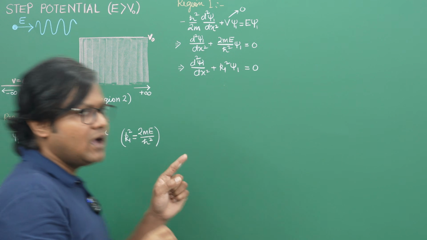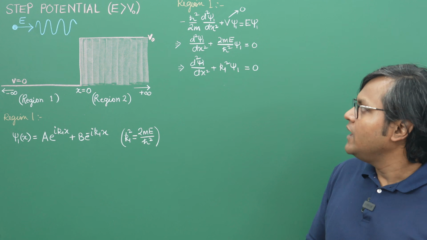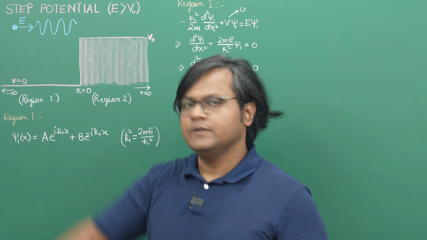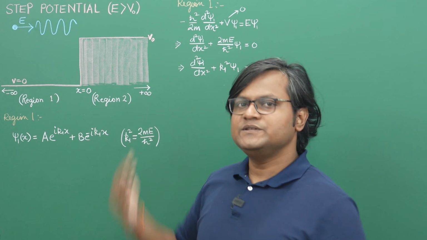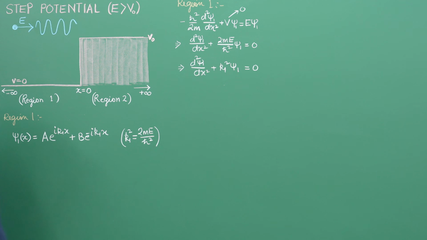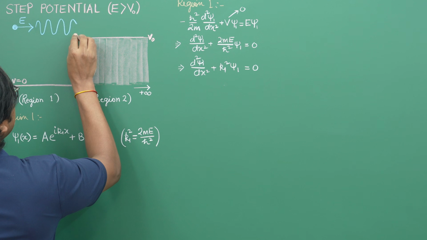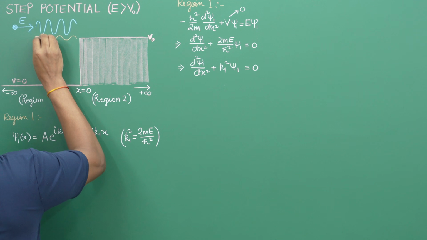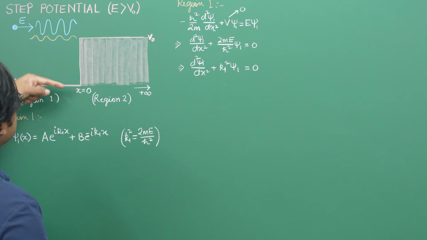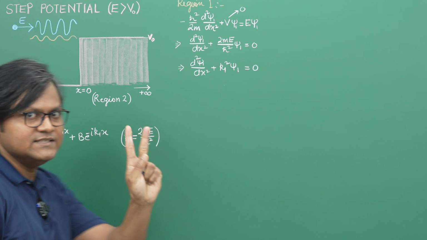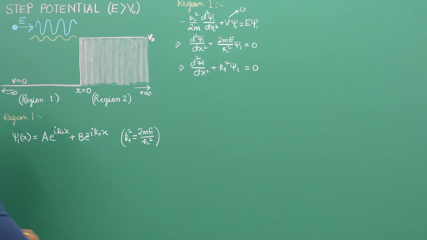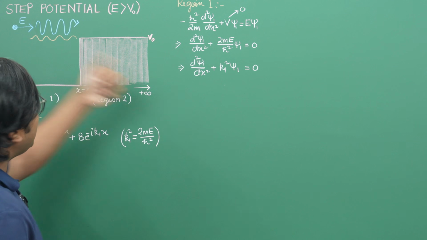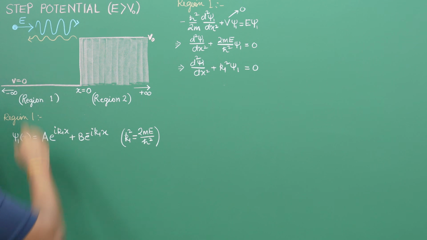This matter wave comes from left to right, approaches this barrier, and something interesting happens. Some portion of this matter wave goes back and some portion of it transmits through. So if we look at the backward moving matter wave, let me make it something like this. This is the backward moving matter wave. So in this region number 1, two solutions exist. One is the forward moving matter wave, and the other is the backward moving matter wave.